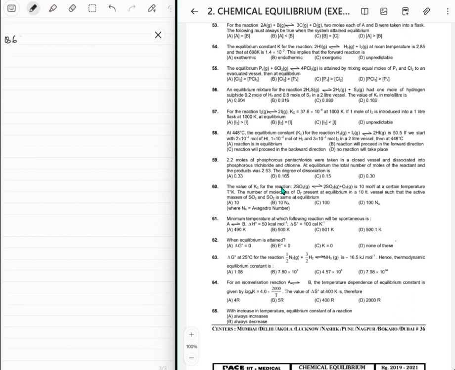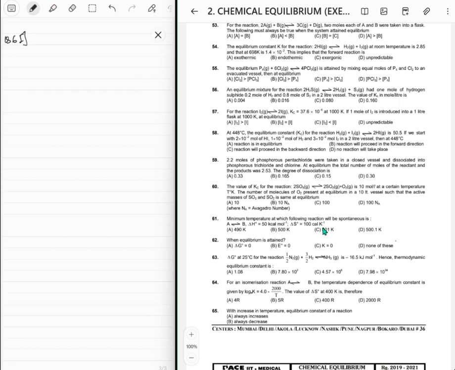Question number 61. Minimum temperature at which the following reaction will be spontaneous. So A reversible B, and delta H is given, delta S is given. For constant temperature and constant pressure, when the change in Gibbs free energy is zero, the reaction becomes reversible. And when it's less than zero, the reaction becomes spontaneous. You want this to be less than zero. And by the minimum temperature, they mean the equilibrium temperature, right? At which this reaction just becomes reversible.